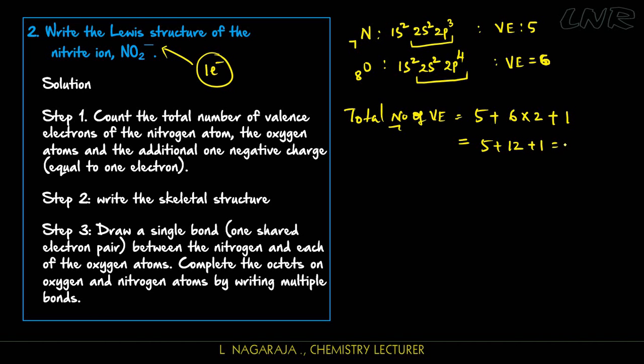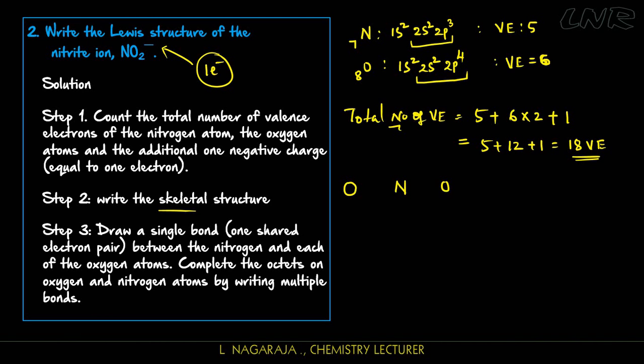So the total number of valence electrons is 18, right? The total number of valence electrons in the NO2 minus ion is 18. Now write the skeletal structure. The skeletal structure is N, O and O. It contains 3 atoms, one nitrogen and 2 oxygen atoms.